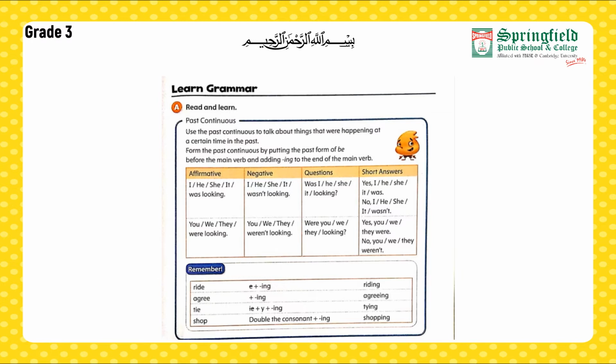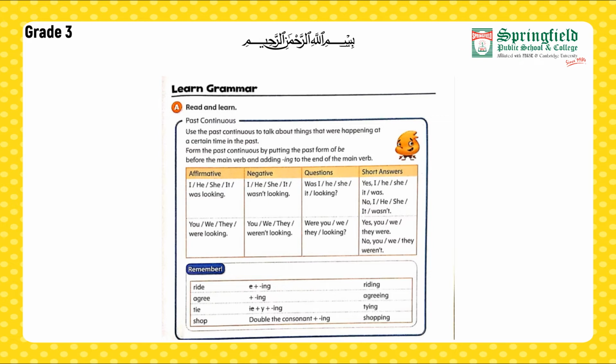Remember, ride. How are we going to make it into a present participle? By removing e and adding ing. Riding. Agree, we are simply going to add ing. Tie, we are going to remove i and e, replace it with y, and then write ying.